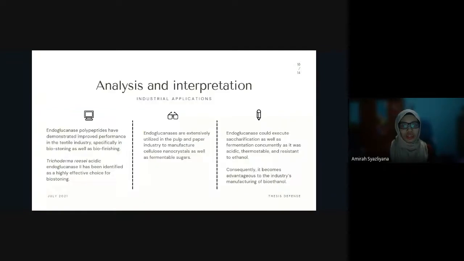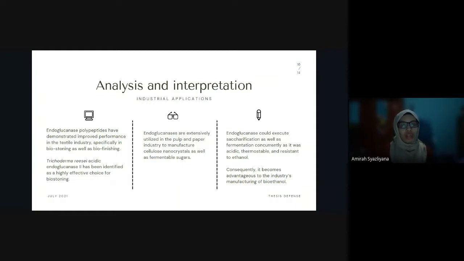Next, we're moving on to the analysis and the interpretation, where it involves the industrial applications of endoglucanase. Endoglucanase polypeptides have demonstrated an improved performance in the textile industry, specifically in biostoning and biofinishing. For example, Trichoderma acidic endoglucanase 2 has been identified as a highly effective choice for biostoning.